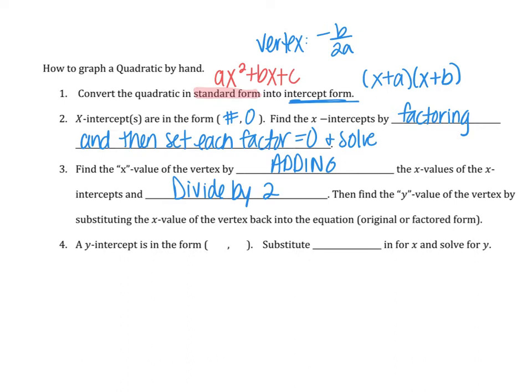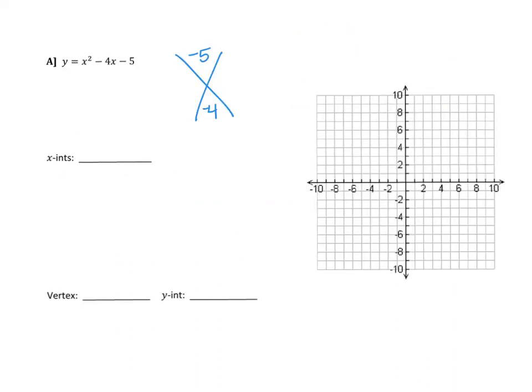Now, just like we did in the other unit, once we find the x value, we go back and put that in to find the y value. And the last thing we have to find is the y-intercept. Once we find all these things, we can graph it. The y-intercept is in the form 0, comma, whatever your y value is. What we do is we substitute 0 for the x, and then we solve for y. Very simple. So let's do some practice.